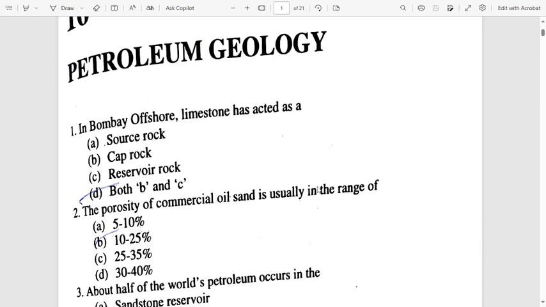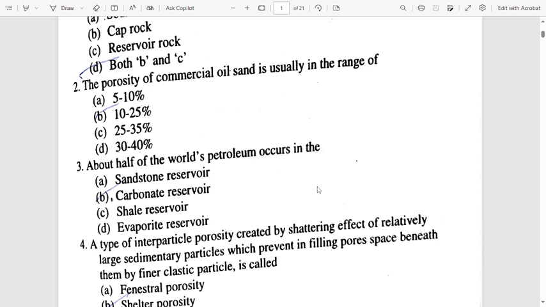The porosity of commercial oil sand is usually in the range of 10 to 25 percentage. So porosity means what? The pores, the gaps, the voids. Okay, so the voids of commercial oil sand, the commercial sandstones, that is 10 to 25 percentage, is porosity. Okay, about half of the world's petroleum occurs in the carbonate reservoirs.